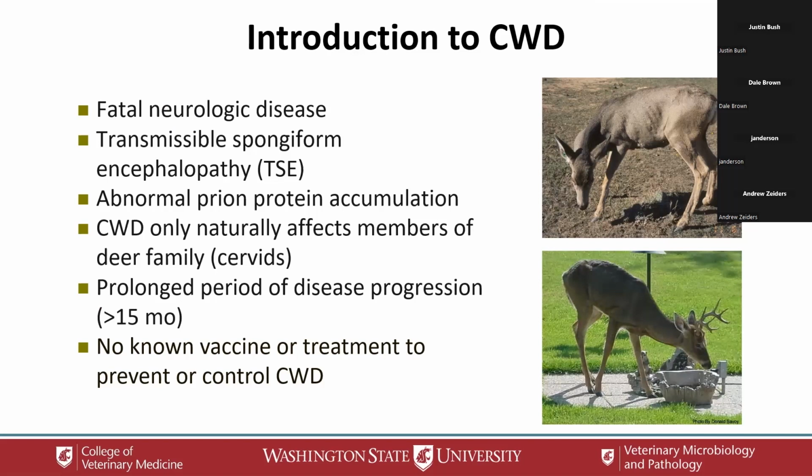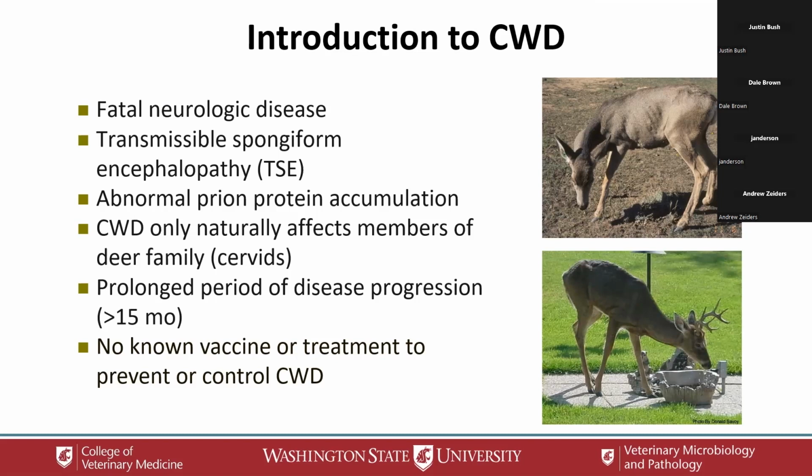This prion protein is normal in the body of animals, but when they change their conformation, then they accumulate and they're not broken down. And what we see is more or less holes in the brain. And the disease only naturally affects members of the deer family. So in North America, elk, mule deer, white-tailed deer, and moose have been diagnosed. In some other countries, reindeer, or if you will, caribou, have had the disease as well.